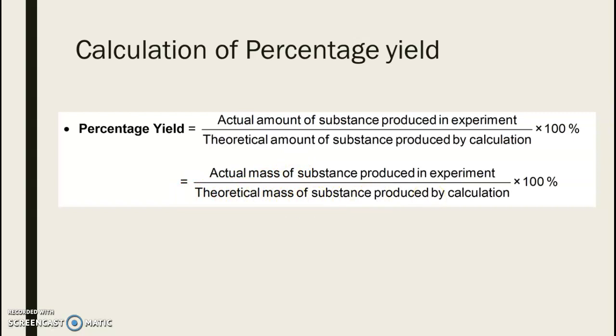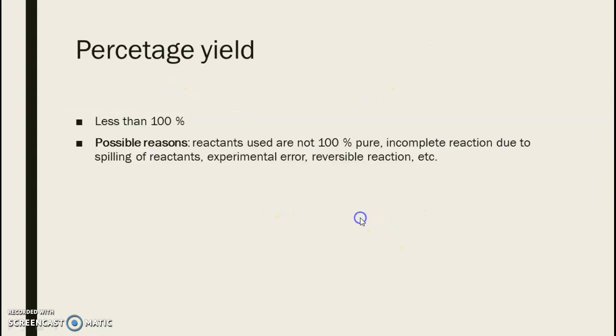Pay attention. The theoretical yield is the one that you are supposed to calculate. This means that for all the questions we have done so far, we have been calculating only the theoretical yield. In the question, the teacher will give you information about the actual mass or the actual amount, because you are not performing the experiment in your exam. So of course, we have to give you the actual amount. You just need to pay attention to how to calculate the theoretical yield.